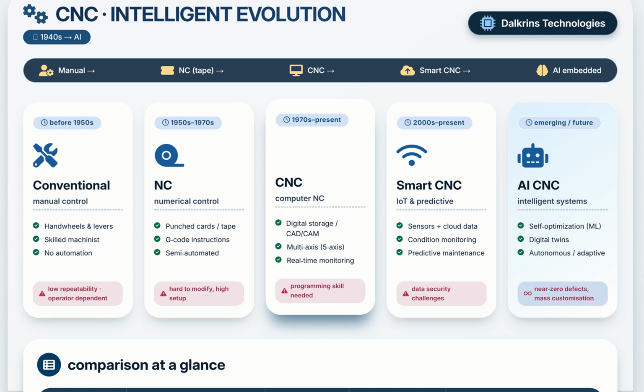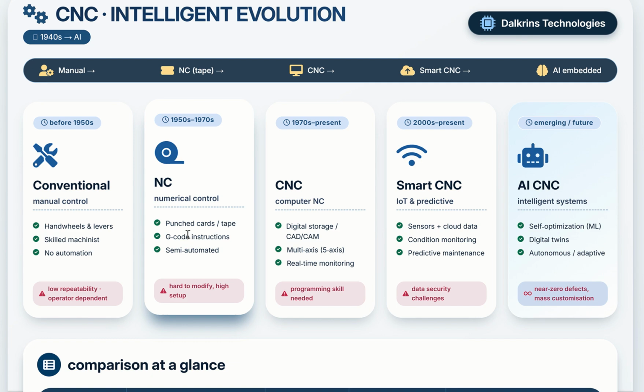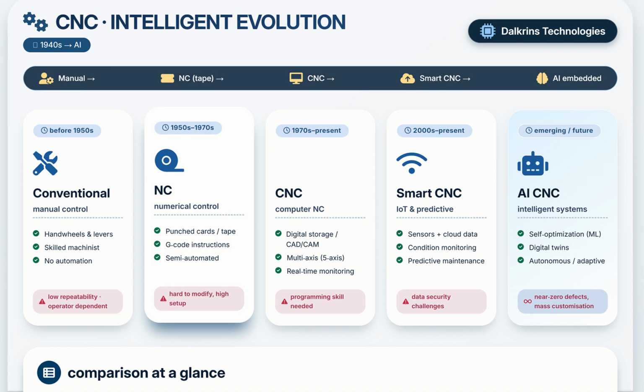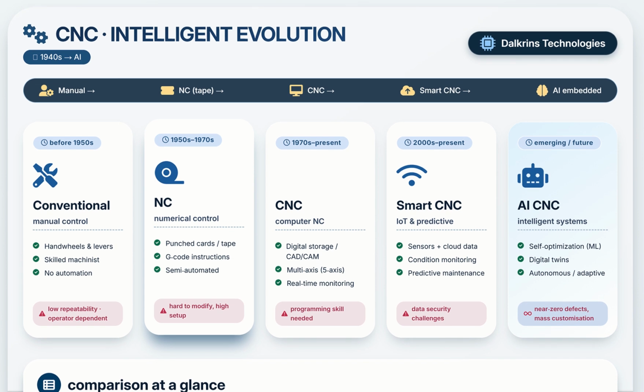If you look at how this came about, we moved from conventional manual machines, where we were able to move the hand wheels or levers to create parts. These machines were not well automated, and then we moved to NC control. We call them numerical control. Previously, those machines used what we call punch tapes to create G codes, which were semi-automated. They were hard to modify. Even the setup was very complex.